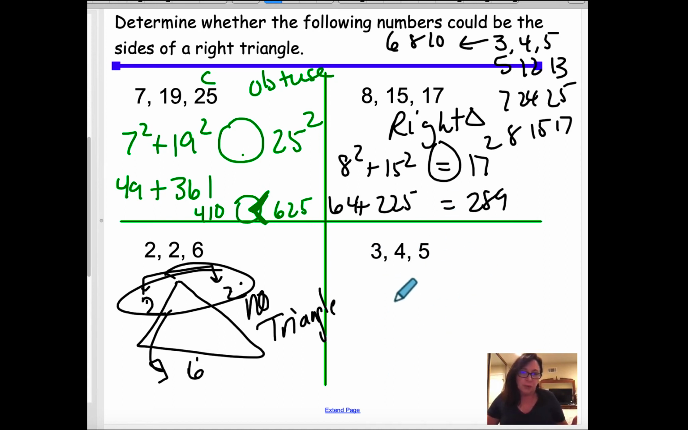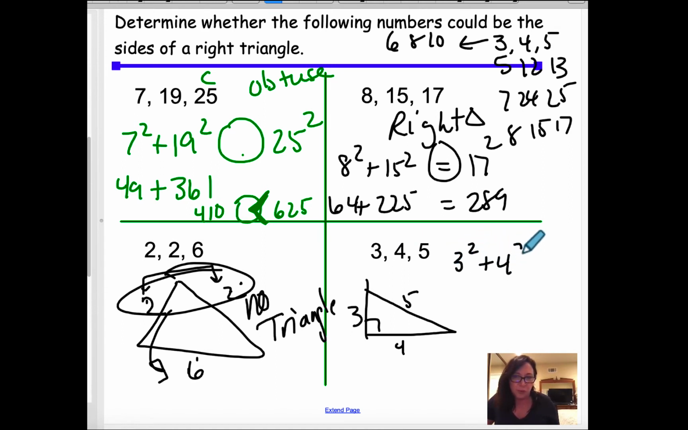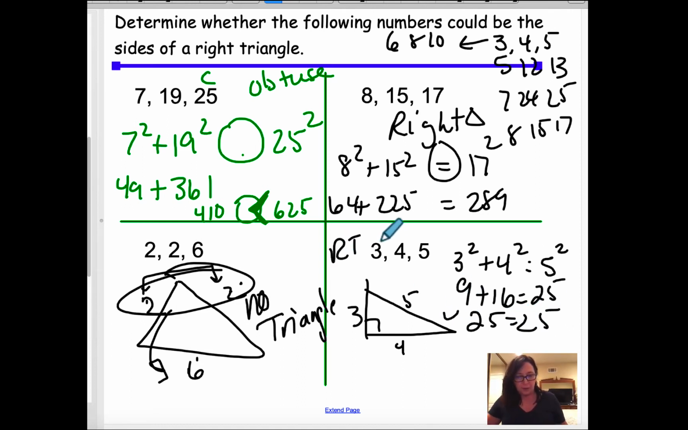Okay. Now for this last one, which is the 3, 4, 5, this one right here is definitely a 3, 4, 5. It's a right triangle. It's a Pythagorean triplet. You can verify that by saying 3 squared plus 4 squared is equal to 5 squared, or 9 plus 16 equals 25. I was doing the other problem, wasn't I? So 25 is equal to 25. Yes, it's a right triangle.